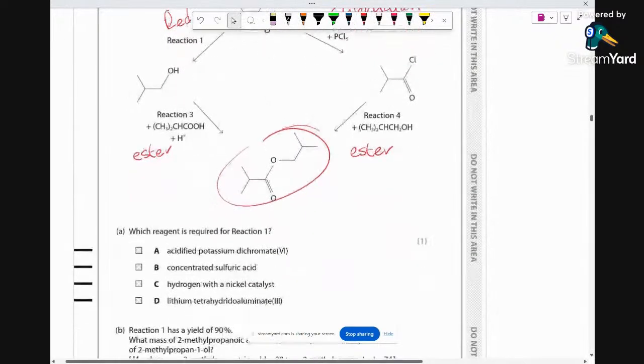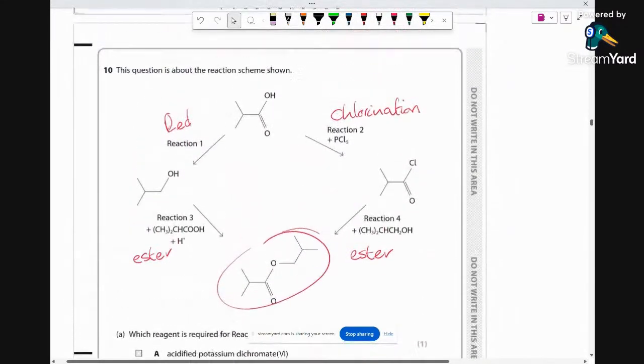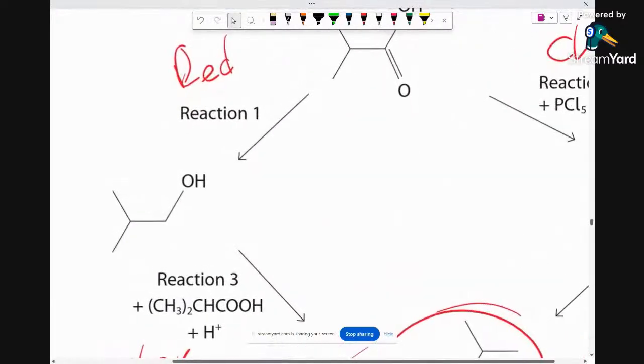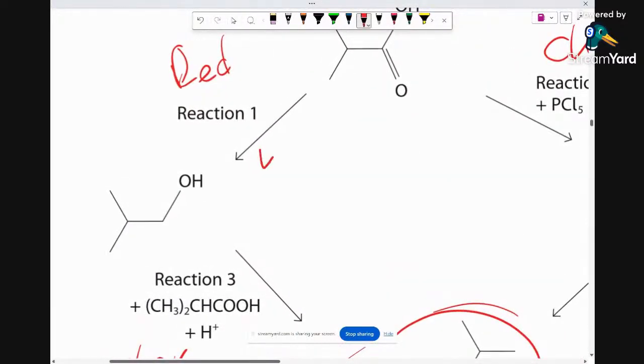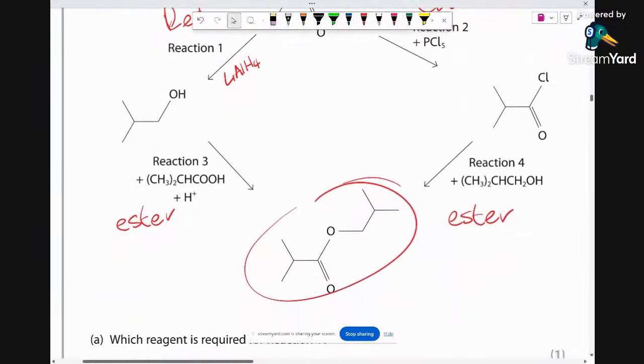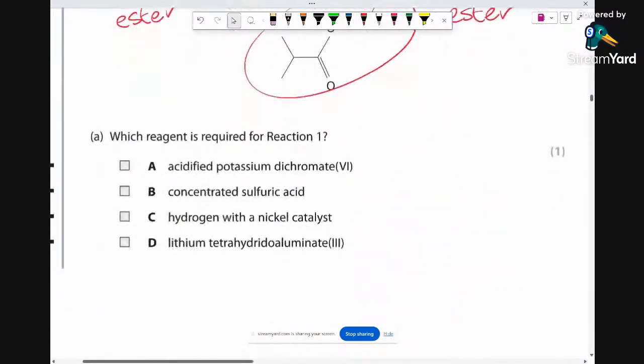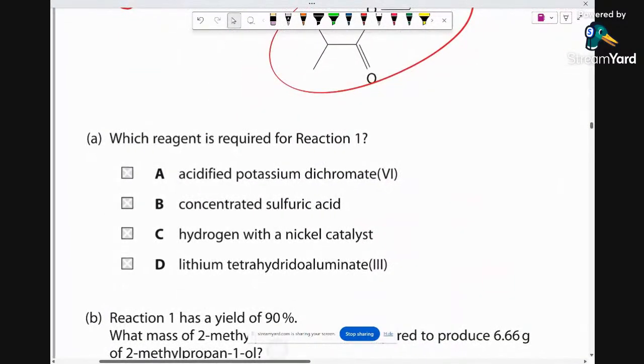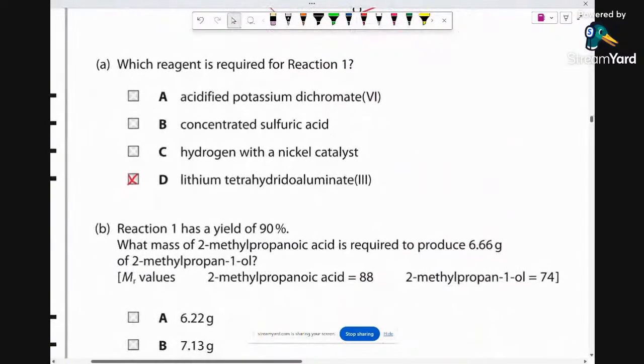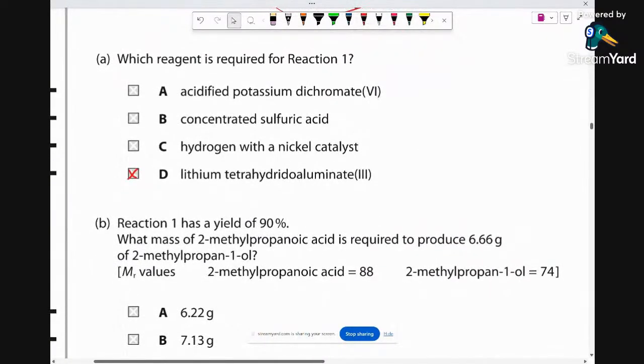Esterification. Neat. Which reagent is required for reaction number 1? The Edexcel are lovely on this one. You only need to have one. Lithium tetrahydridoaluminate. Yeah, I don't actually name it that way. I actually prefer lithium aluminium hydride. But anyway, not that it matters. So, cool. I like it. Reaction 1 has a yield of 90%.